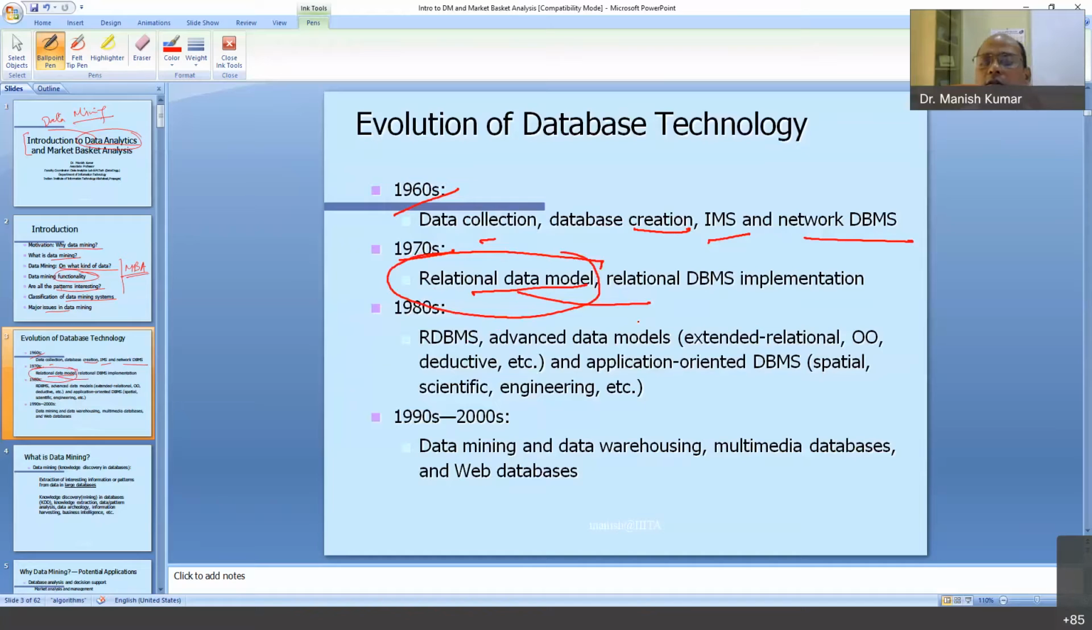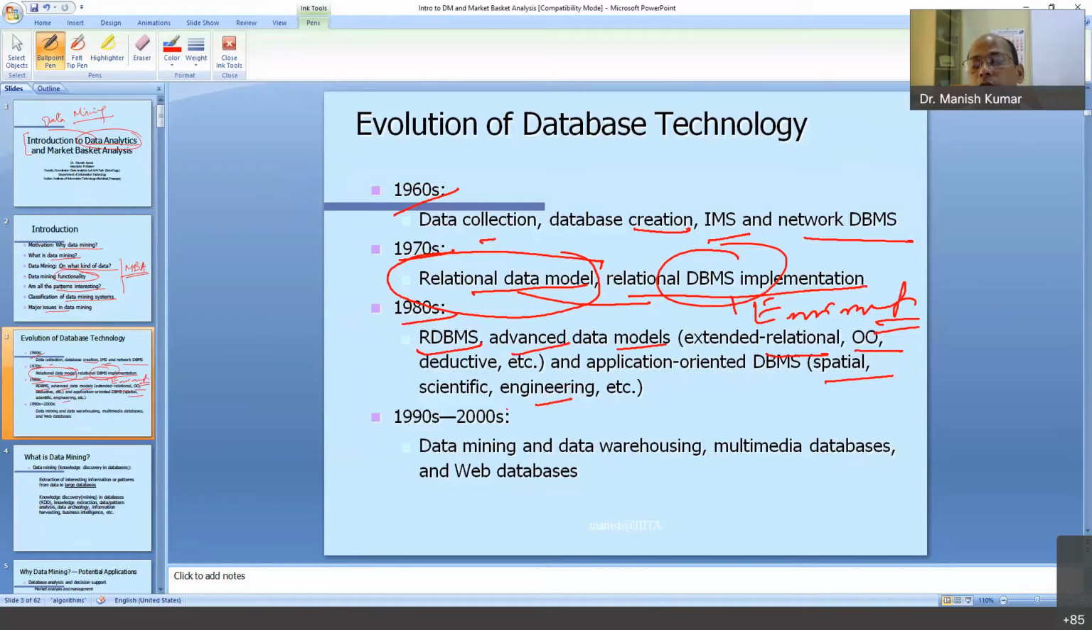Obviously, we also created some environment for all these relational model database manipulations and executions. Then when we moved to the 80s, we went from relational databases to advanced data models like extended relational, object oriented, deductive, and many others like spatial and engineering databases.